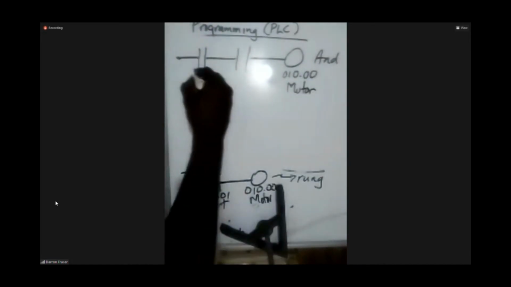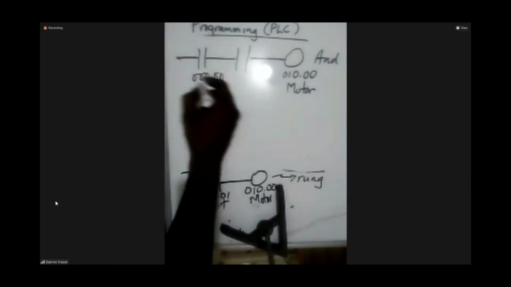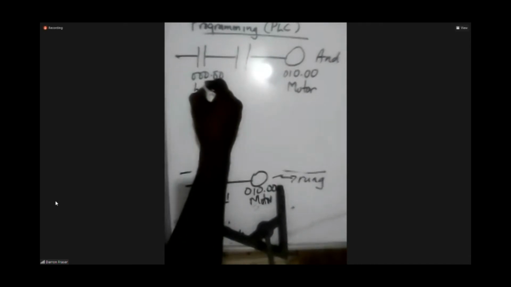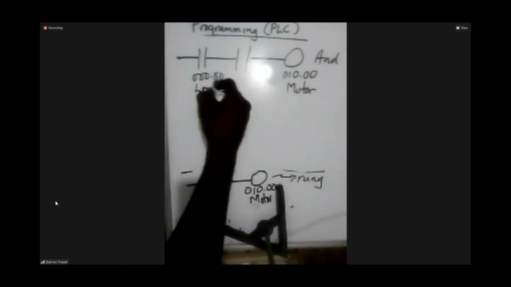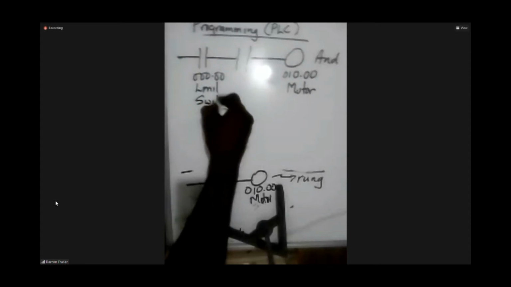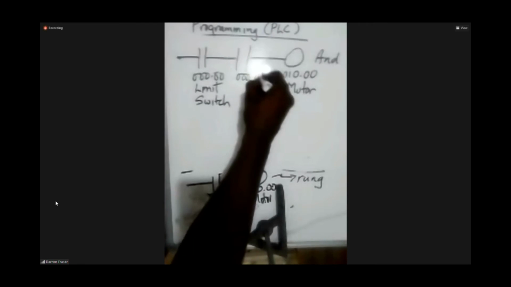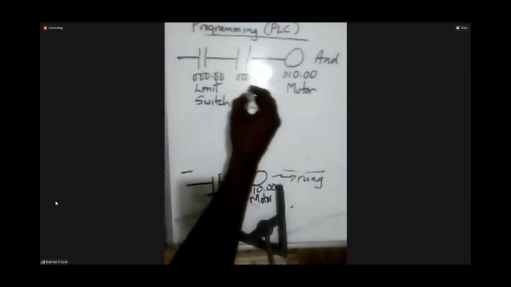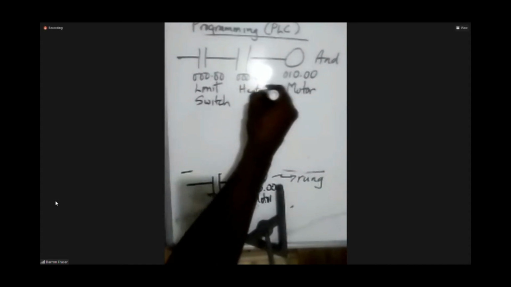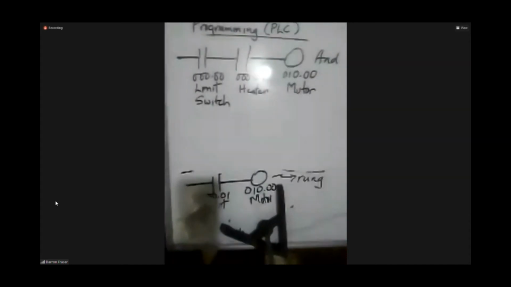This is called an AND. So let's say that this is 0 and 0. This is our motor. And this is 0, 0, 0, that's 0, 0. Arbitrary. So let's say it's limit switch. And let's say this is 0, 0, 0, that's 0, 1. So let's say this is theta, coil.